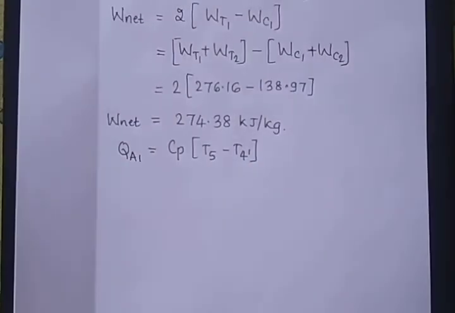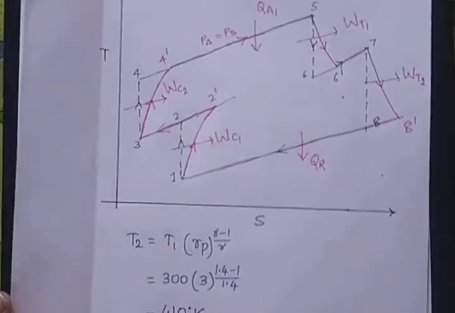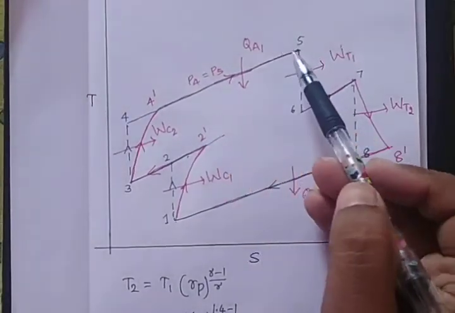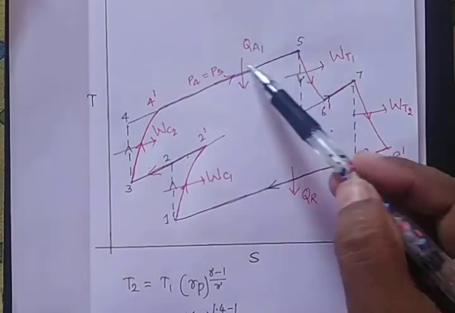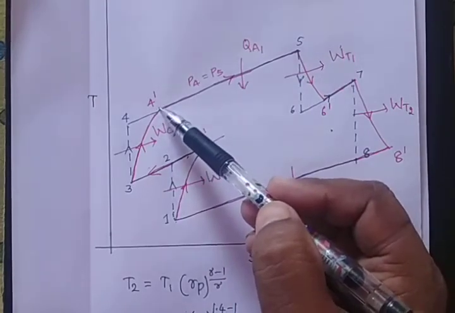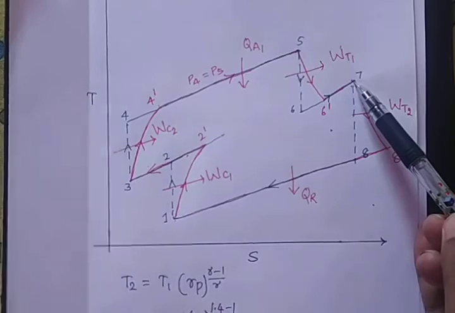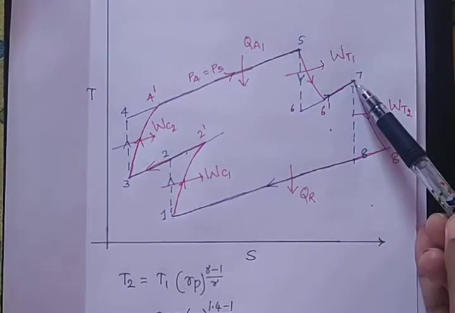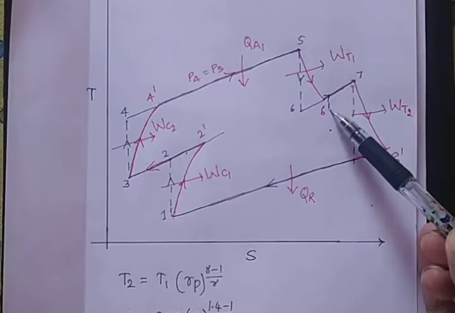So I will take the TS diagram to show you. Again, the heat supplied. Just see the TS diagram. The heat supplied is from 4 dash to 5. That is QA1 is Cp T5 minus T4 dash. And similarly for the second, that is during reheat, it will be Cp T7 minus T6 dash.